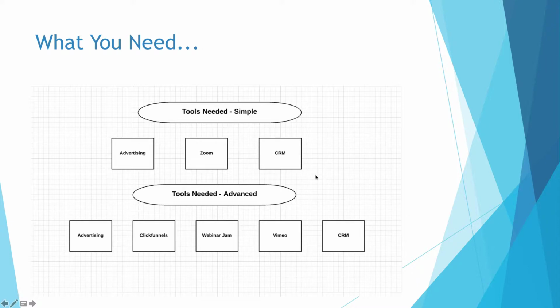That's customer relationship management tools, which is what CRM stands for. That is your ActiveCampaign. That is your AWeber. This is your MailChimp type of thing. I prefer ActiveCampaign, and that's what I recommend.